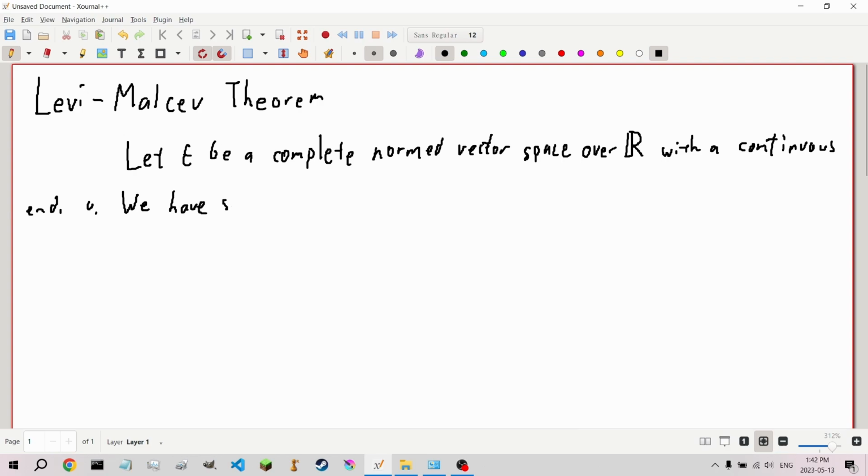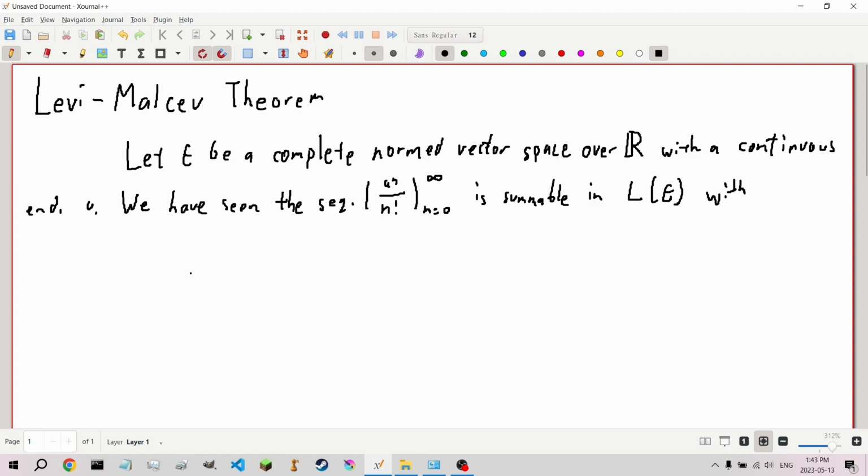We have seen that the sequence u to the n over n factorial, basically the nth term of the Taylor series of the exponential function, is summable as the linear functions over E, with e to the u, also written as just the exponential function of u, being the sum from 0 to infinity of u to the n over n factorial.